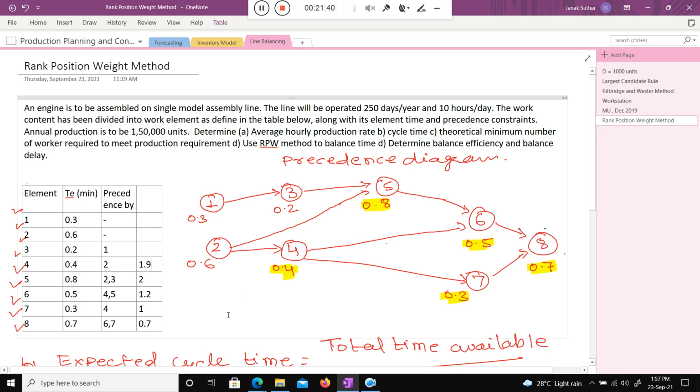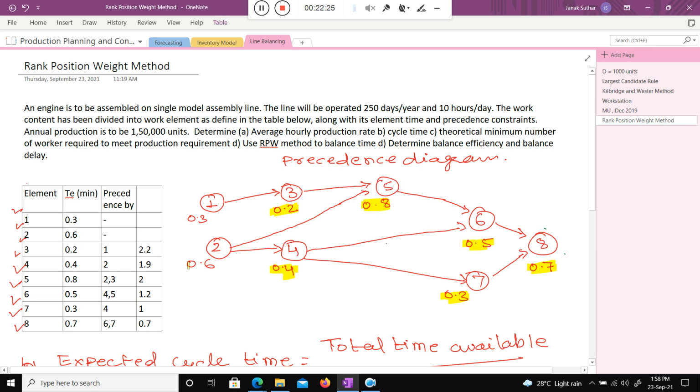Now I am talking about work element 3. What is the process to go from 3 to 8? There is 3 to 5, 5 to 6, 6 to 8, only one process is available. Add all these things: the work time of 3, element 5, element 6, and element 8. Add everything and let me know the weight of 3. 2.2. Okay, good.